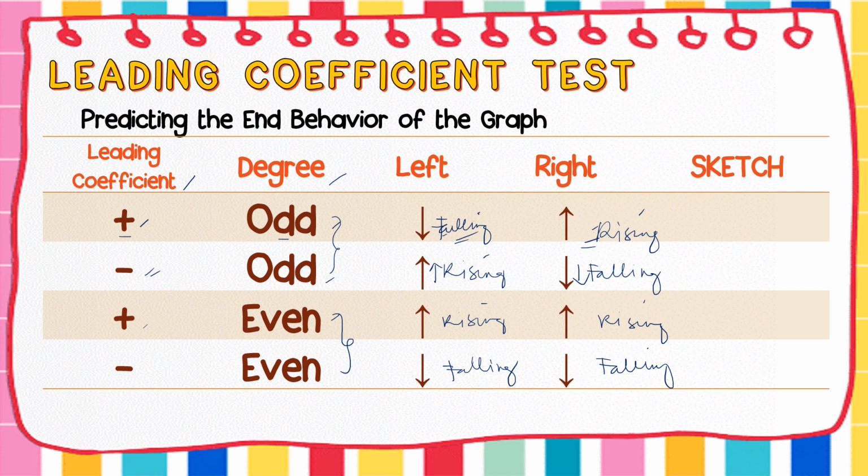Ma'am, saan po nakikita yon? Sketch natin tong positive odd. Falling, tapos rising. Ganun yung usually itsura niya. Falling yung isa, rising yung isa. How about rising, falling? Ganyan naman.